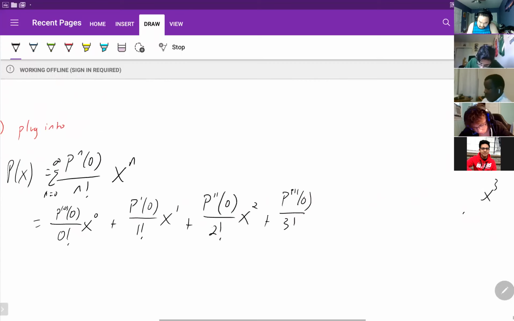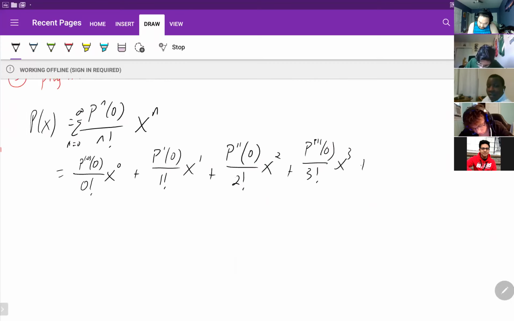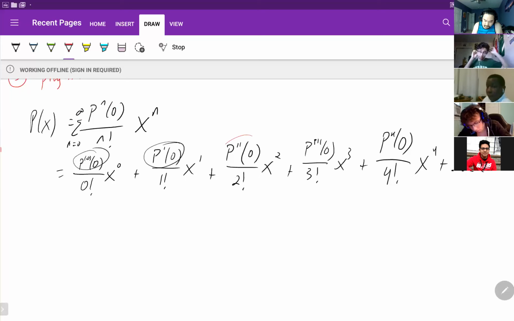Oh my gosh, there we go. Plus the fourth derivative at 0, over 4 factorial, x to the 4th, plus so on and so forth. This thing is going to go on forever. Well, we just figured out some of these, didn't we? So let's start plugging them in and see what happens.